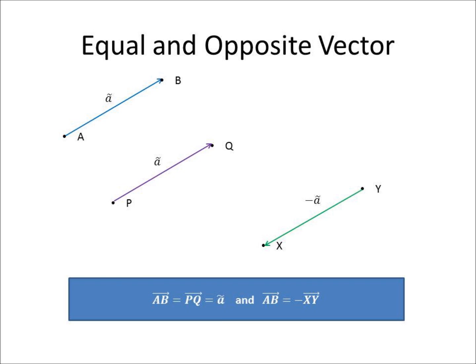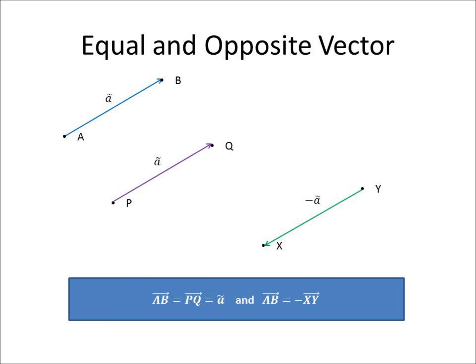XY is moving in a different direction, so AB and XY are opposite, and sometimes we just use a negative sign to represent that they are opposite. These are pretty simple and easy to understand.